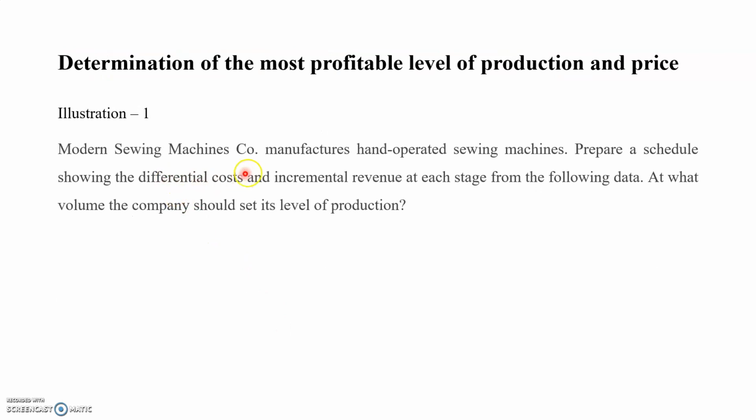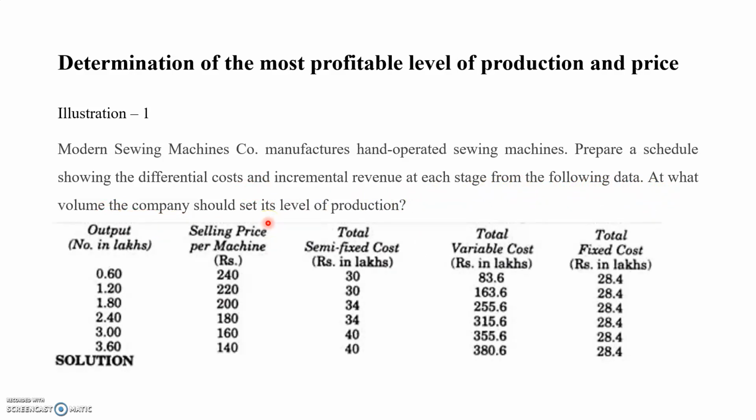Modern Sewing Machine Company manufactures hand operated sewing machines. Prepare a schedule showing differential cost and incremental revenue at each stage from the following data. At what volume should the company set its level of production? One table is given here. In the first column is the level of output. These are the different levels of output at which the company can produce its product: 60,000 units, 1,20,000 units, 1,80,000.